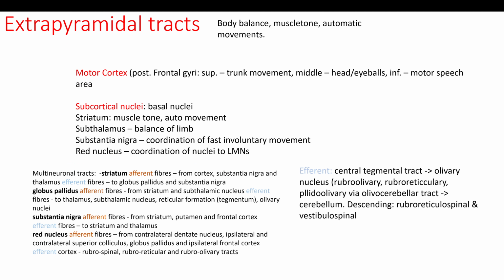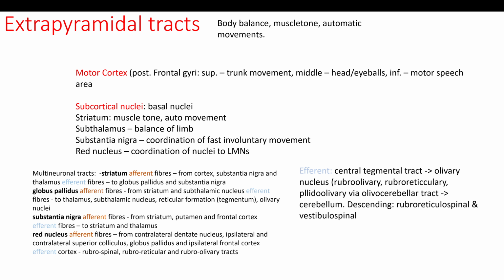Extrapyramidal tracts assist the pyramidal system in body balance, tone of muscles, automatic movements. It cooperates with the autonomic nervous system, motor sensory part of the cortex, and is connected to the cerebellum with the motor cortex, posterior part of the frontal gyrus, having superiorly the center of complex trunk movements, middle the center of coordination for head and eyeball movements, inferiorly the motor speech area, via the subcortical nuclei found in the basal nuclei.